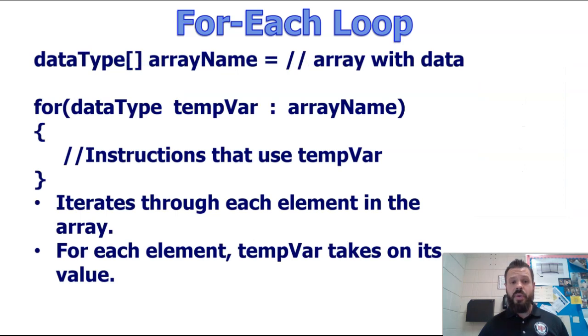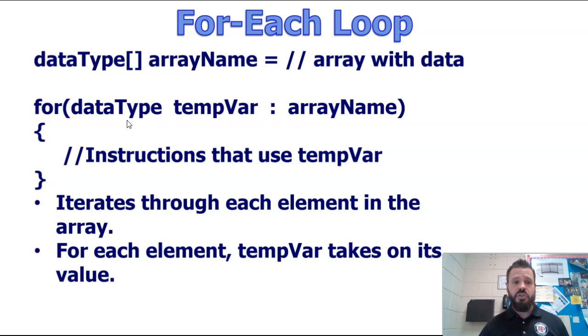Now our general pattern for the for each loop is going to be this. We'll have some type of array, where the data type is here. Now that could be a primitive like an int or a double or any type of object. We'll give it a name and we'll say it's filled with data some way, somehow.